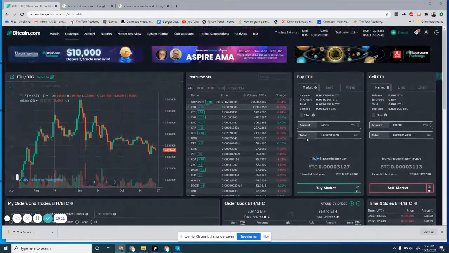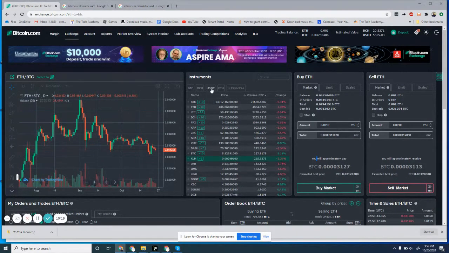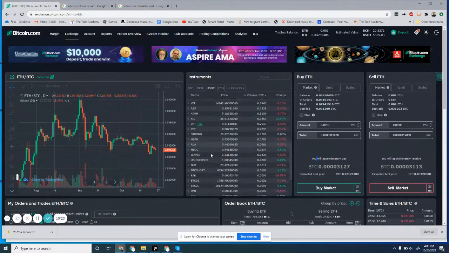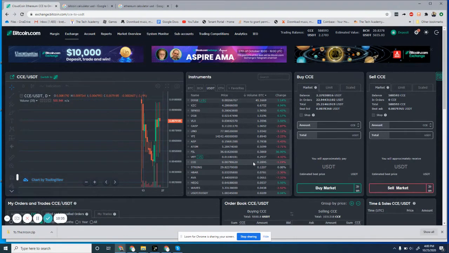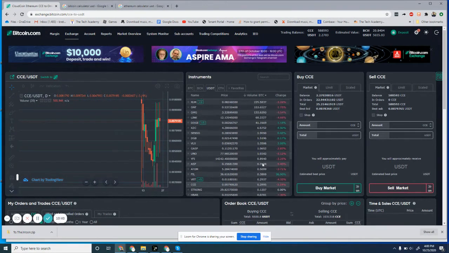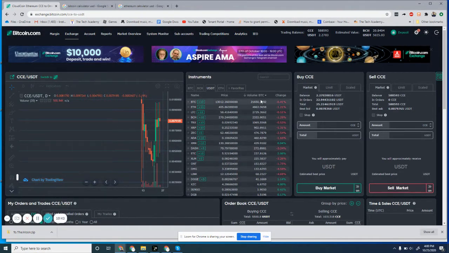So, but let's look at it a little more in depth, and I'm going to do that by going over here to USDT, and I'm going to scroll down to, where's it at? Right here, CloudCoin. And really quick, I'm going to tell you what volume is. The volume is the total amount of that specific currency, for example, Bitcoin, that has traded during that day.